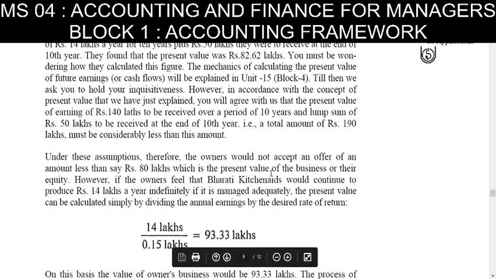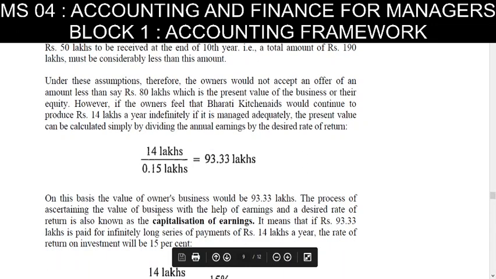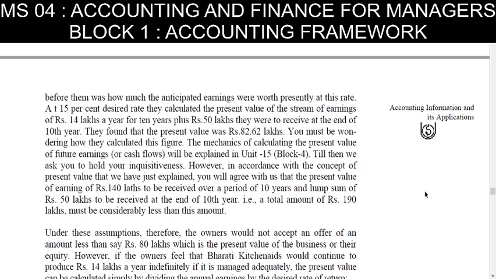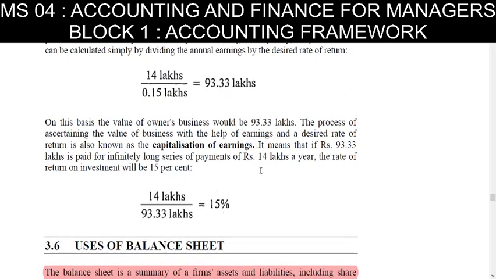Under these assumptions, therefore, the owners would not accept an offer of any amount which is less than 83 lakhs. They wanted a minimum of 83 lakhs and above, which is the present value of the business. However, if the owners feel that the company would continue to produce 14 lakhs a year indefinitely, and they do not want to sell their equity, then with infinite cash flows of 14 lakhs every year, the present value would be 93 lakhs at the discount rate of 15 percent. In this way the cash flows and the expected discount rate help us in valuing the market capitalization, or the capitalization of earnings, the value of the firm.